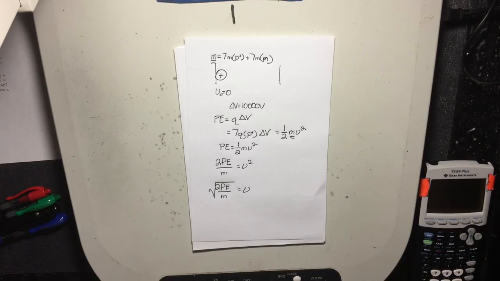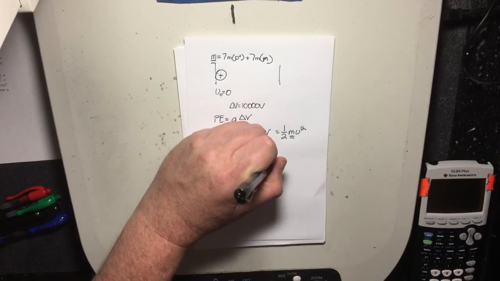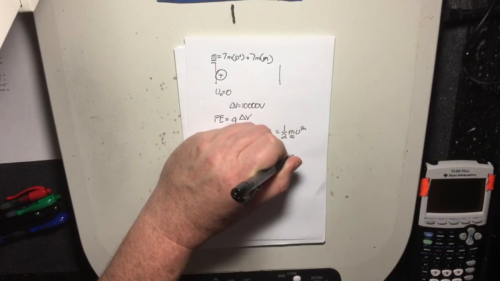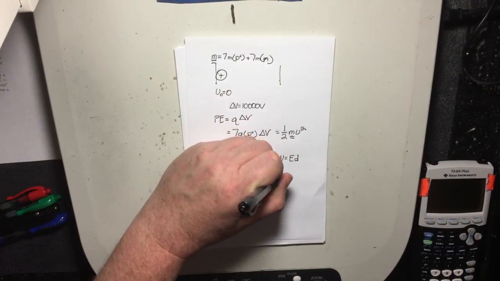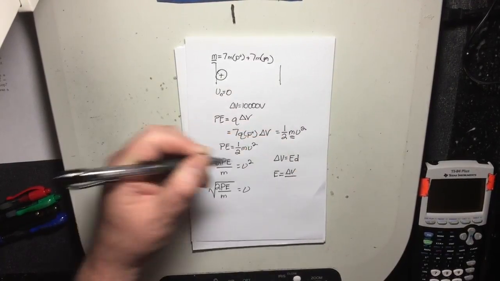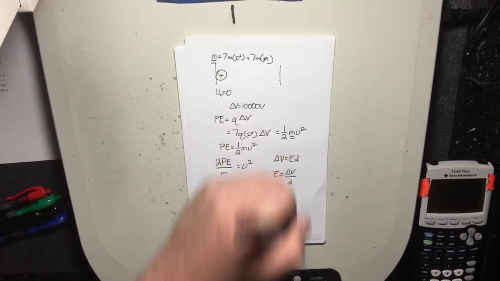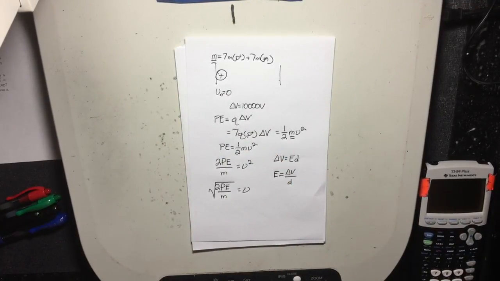If the distance is 20 millimeters, the E field magnitude, delta V, is equal to ED. So E is delta V, or 10,000, divided by 20 times 10 to the negative 3 meters. And that's the E field.